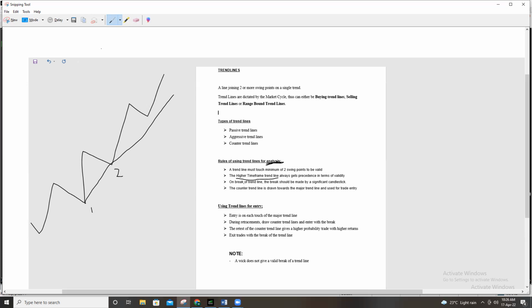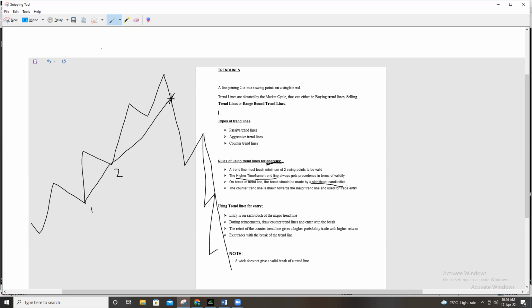Rule number 3 is on break of trend line. The break should be made by a significant candlestick. This is very, very important. Remember, the market will not move in one cycle only. At some point, this buying will break so that now we can have the selling cycle, and then we start drawing other trend lines to the bottom side. Now, this break here has to be from a significant candlestick.